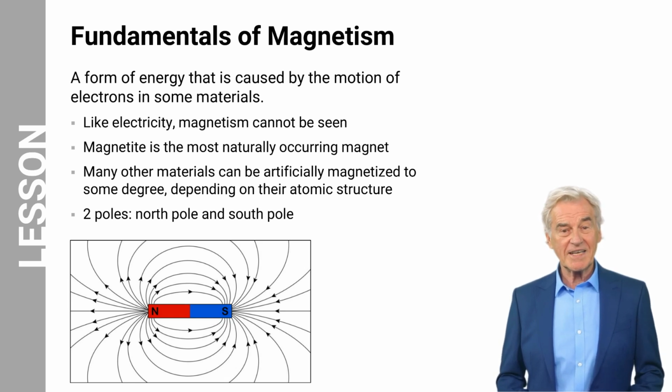The poles of a magnet are inseparable, meaning that if you break a magnet in half, you will not get a separate north pole and south pole. Instead, each piece will become a new magnet with its own north and south poles.